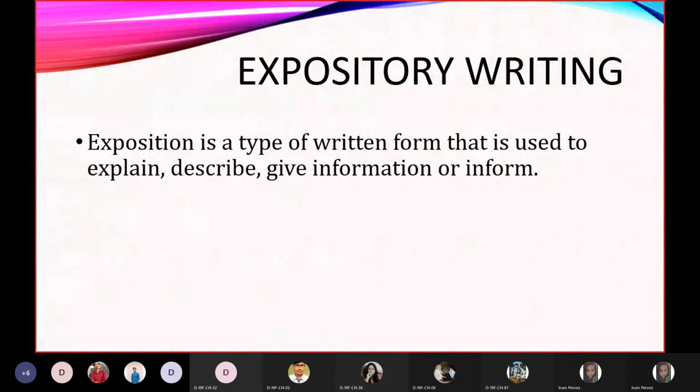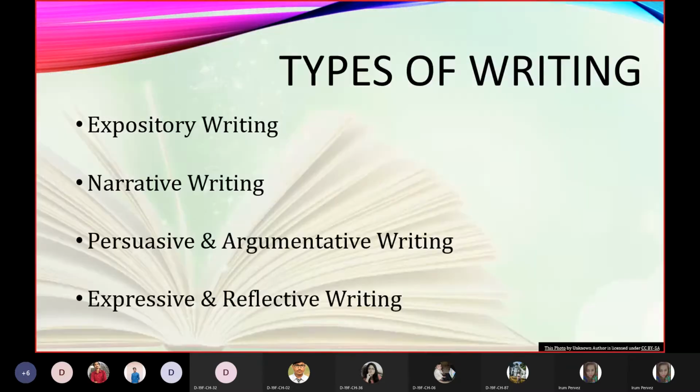Let's start with expository writing. So, do you have any idea of expository writing? Many of you were saying yesterday that yes, you know expository writing. So, what do you mean by expository writing? Or can you break down this word expository and let me know what it would be all about?